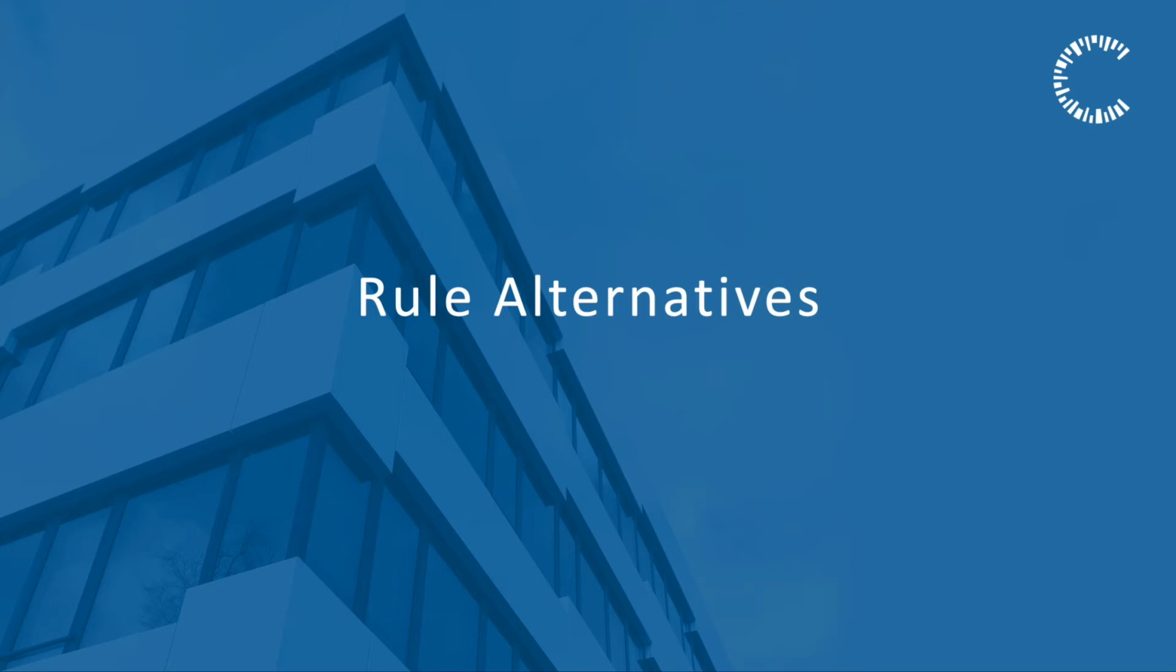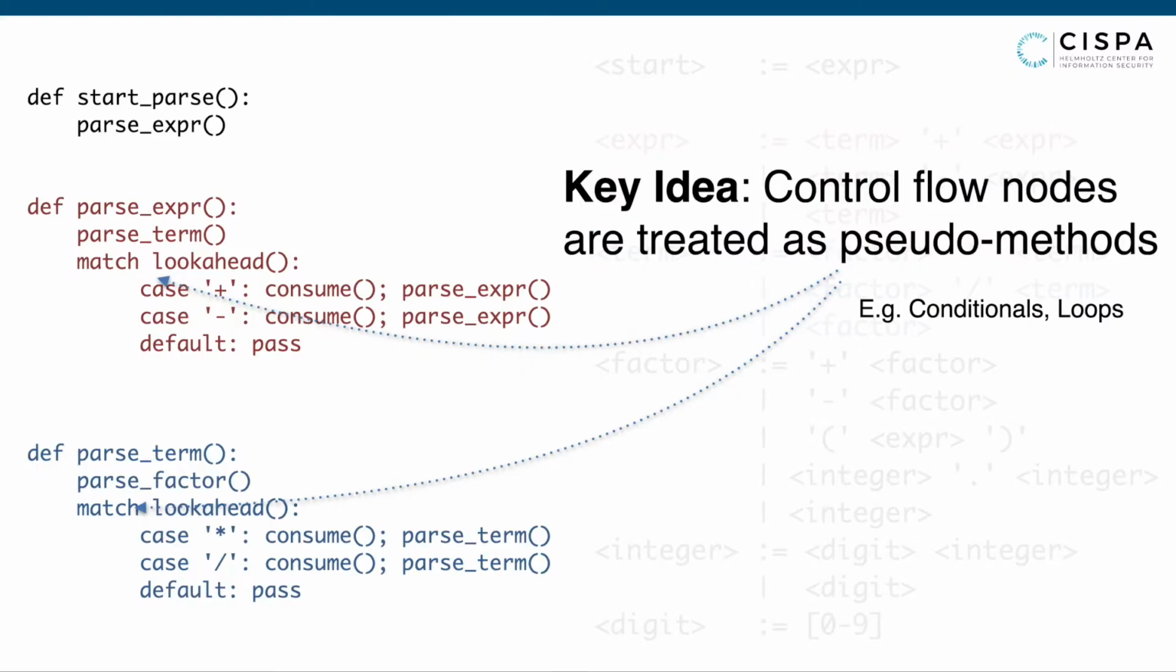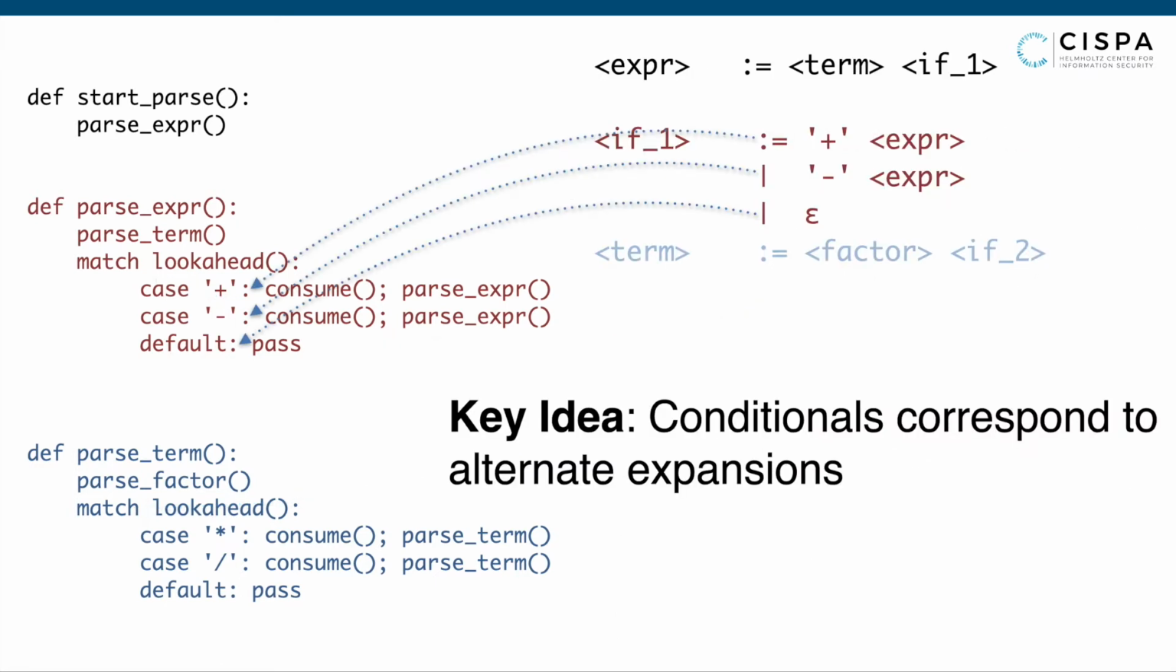When we describe a context-free grammar, a given non-terminal symbol is usually described with multiple alternative rule expansions. So we will next see how we can extract these from the methods. The key idea here is that each dynamic control flow node is treated as a pseudo method. That is, each branch of an if condition becomes a pseudo method. The call hierarchy from such pseudo methods directly contributes to the grammar structure.